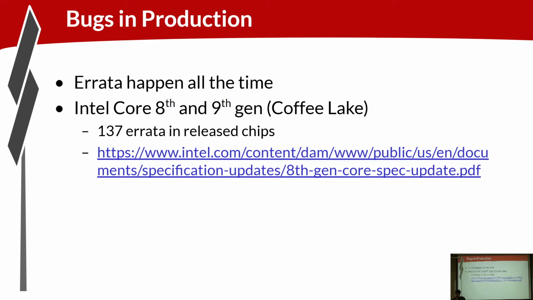Bugs happen all the time. It's a reality. So just some data on Intel 8th generation, 9th generation: 137 errata since fabrication of the silicon. Mostly these are things that there's some sort of workaround for in software, or they only relate to certain customers, and we're still able to produce the silicon and ship it off. But just to make the point that silicon does not come out perfect.